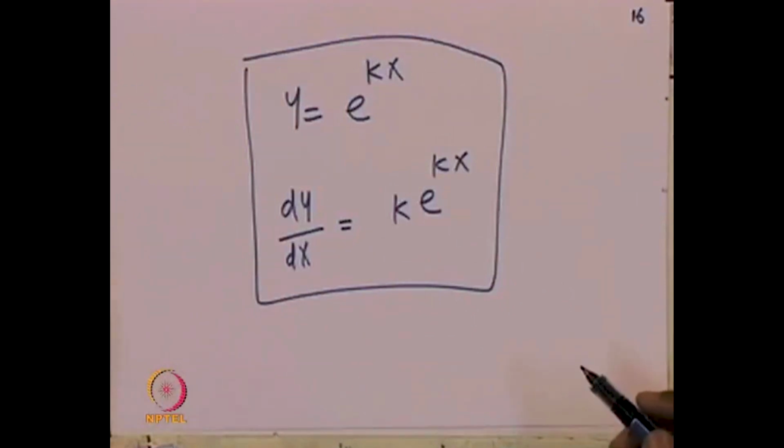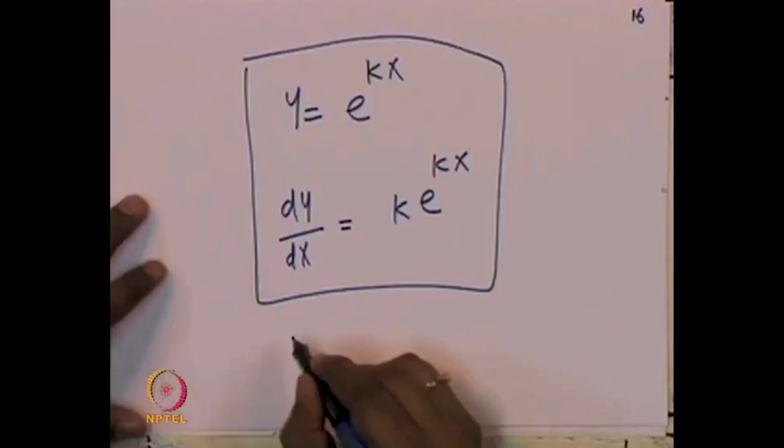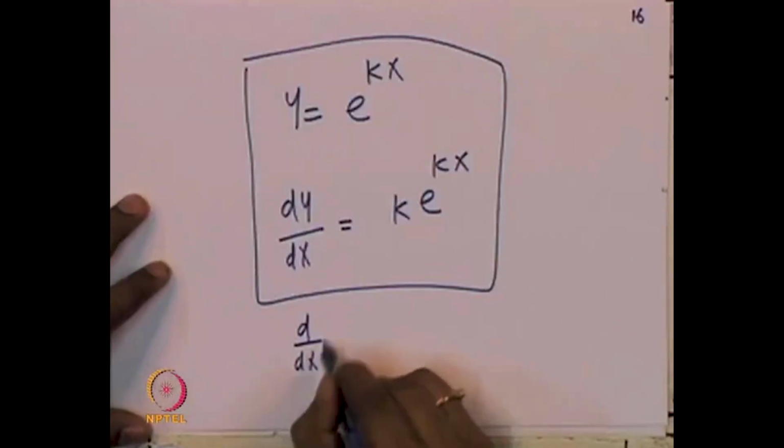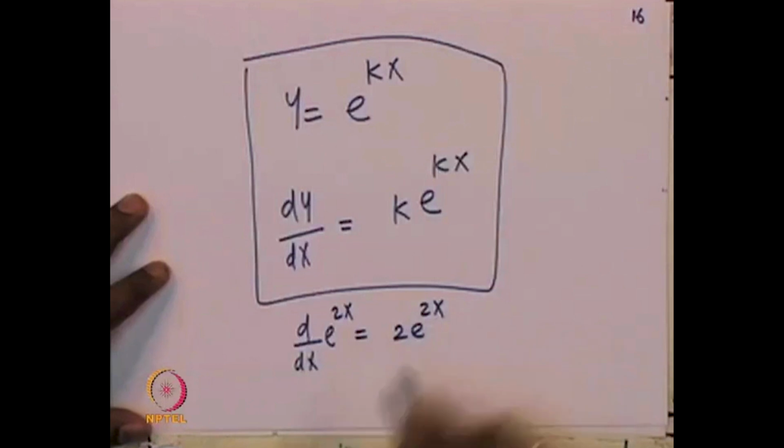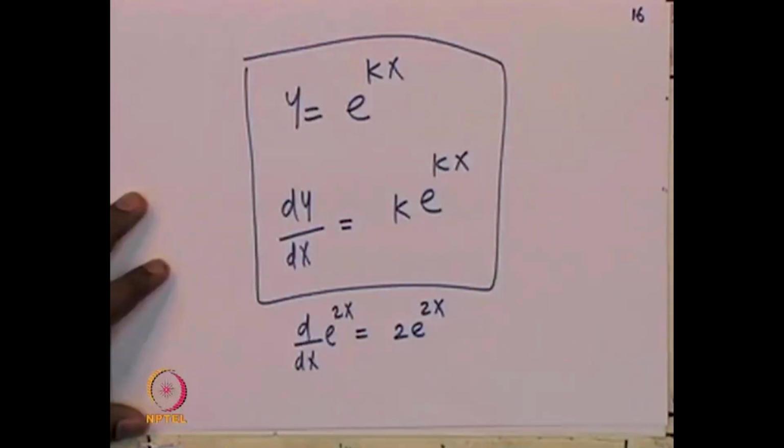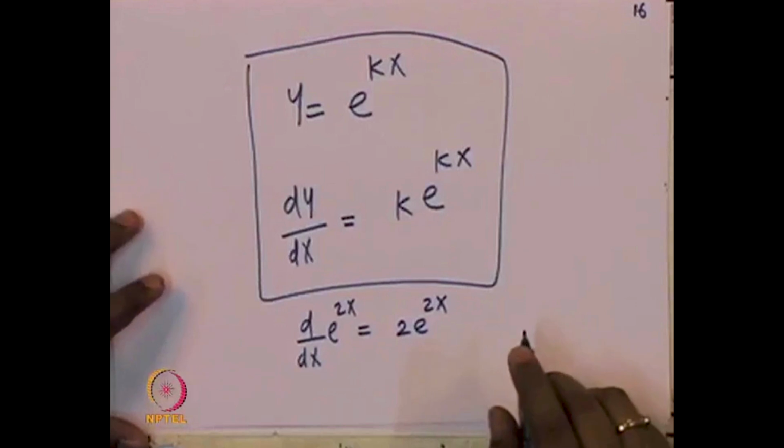When k is minus 1, e power kx is e power minus x. When k is plus 1, e power kx is e power x. When k is 2, e power 2x, and the derivative is 2 e power 2x. So derivative of e power 2x is 2 e power 2x. That is what this means. So this is the general rule.